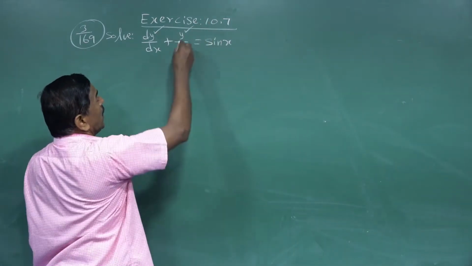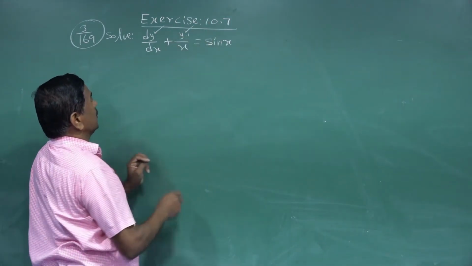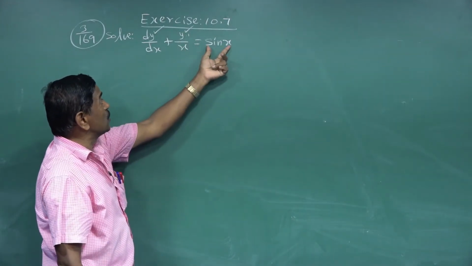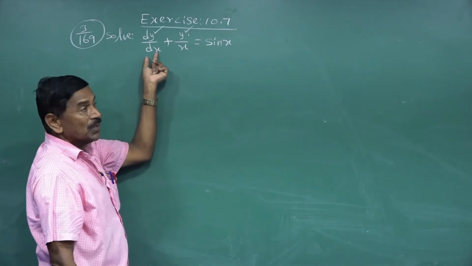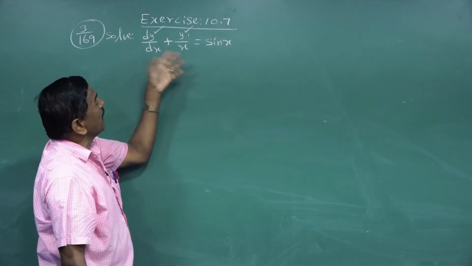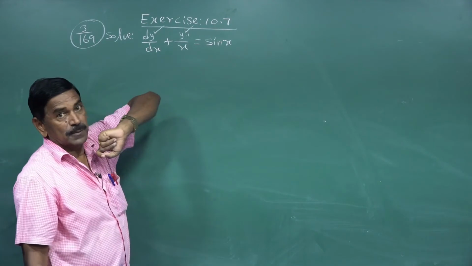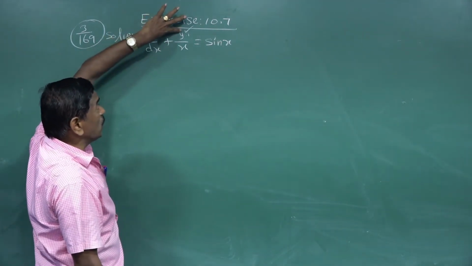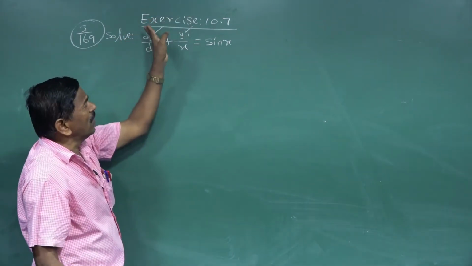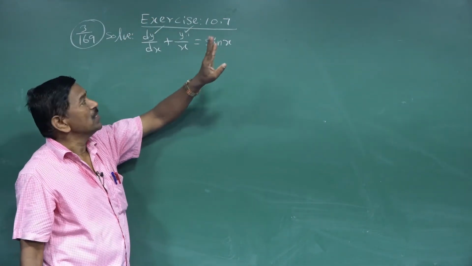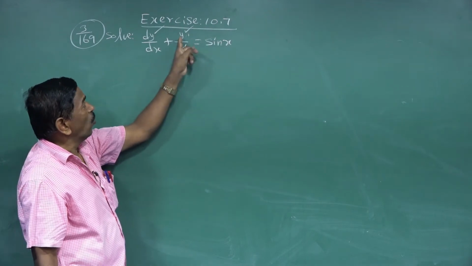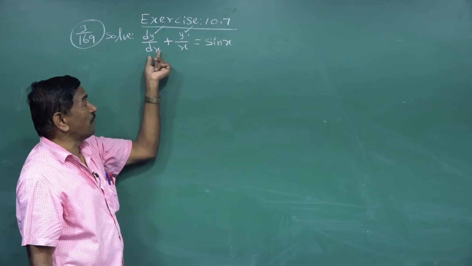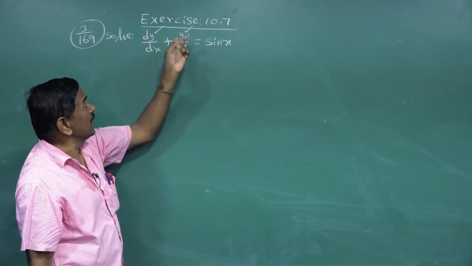And then here the y coefficient is 1 by x, and the right hand side should be a function of x. Therefore, this is linear in y. Okay, how to identify linear in y? The differential of y means again only one y whose power is 1 and which is free and no other y variable. So this is linear in y. The y coefficient is 1 by x and the right hand side sin x should be a function of x. Therefore, this is linear in y.